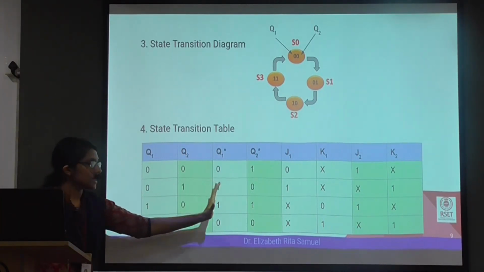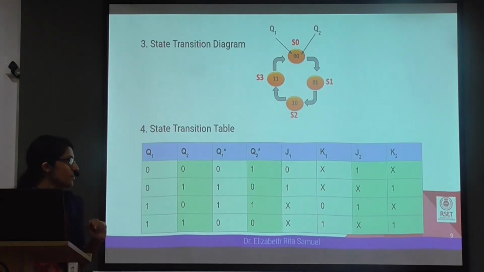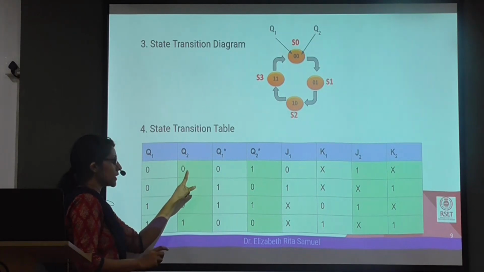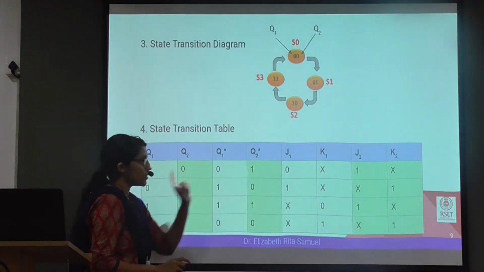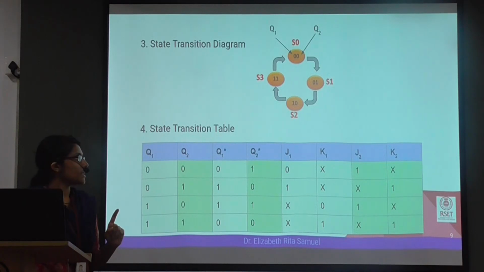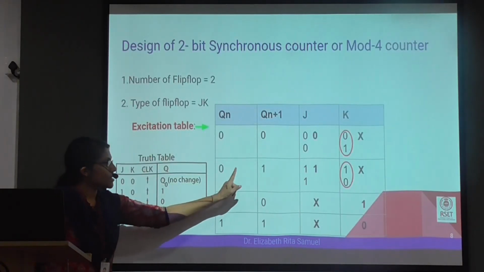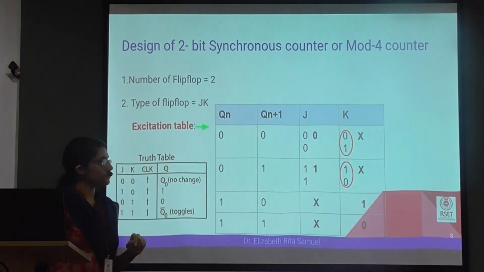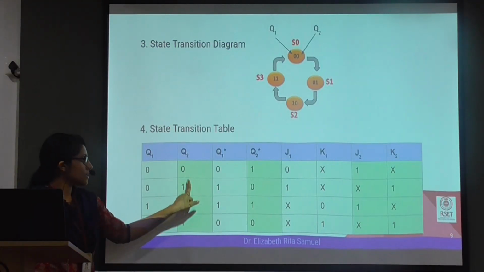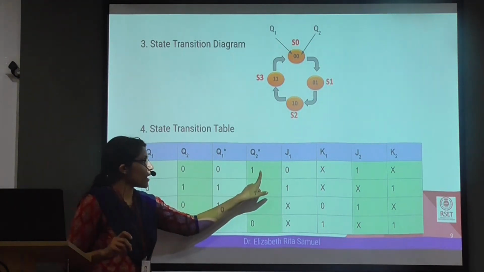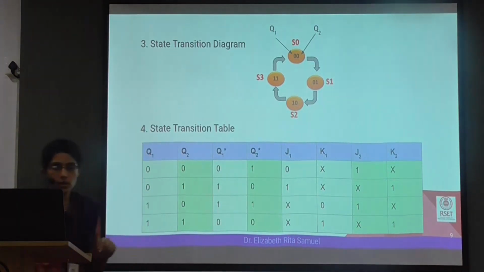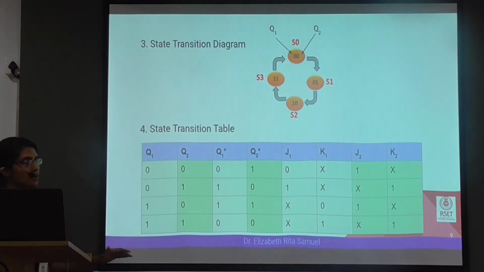Now the darker green corresponds to the second flip-flop, and here also we can do the same thing. Over here for Q2, the previous value is 0 and the next value is 1. So we go back to our excitation table, where previous is 0 and next is 1, our J is 1 and our K is don't care. So for previous 0 and next 1, we have J2 as 1 and K2 as don't care. Like this we will be able to complete our state transition table.